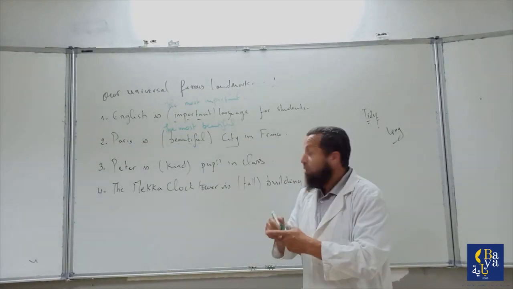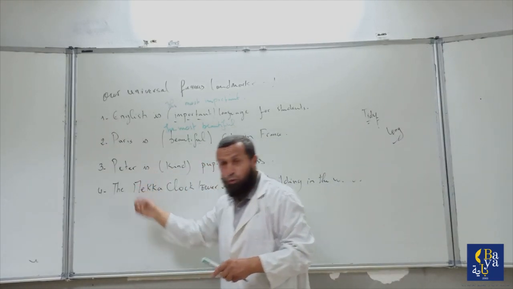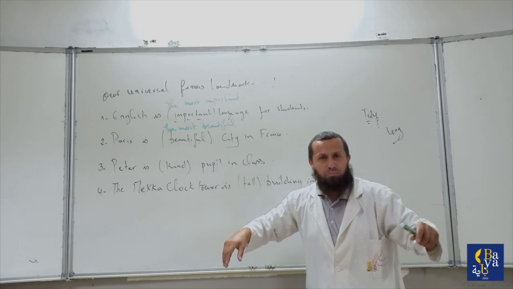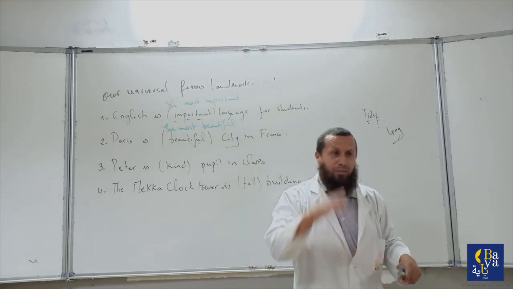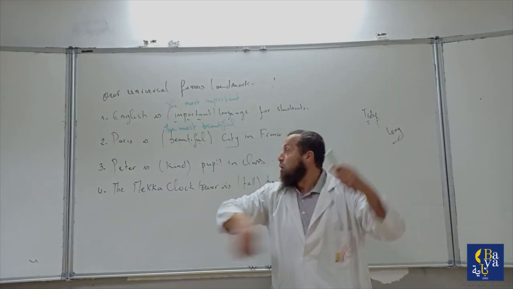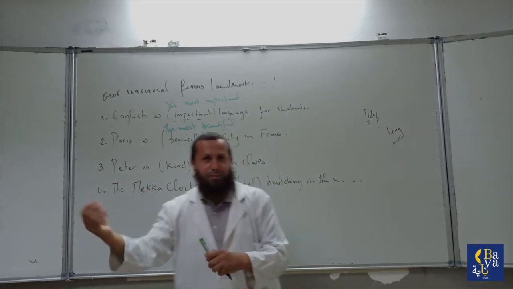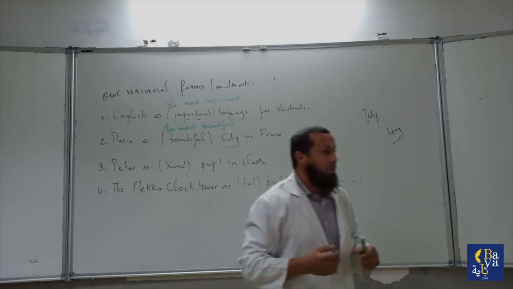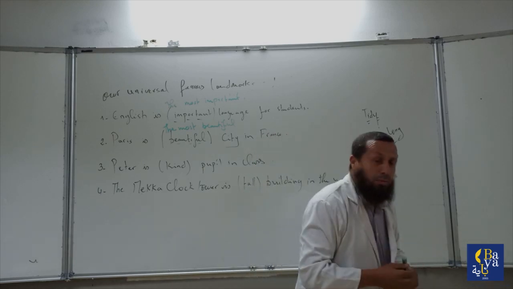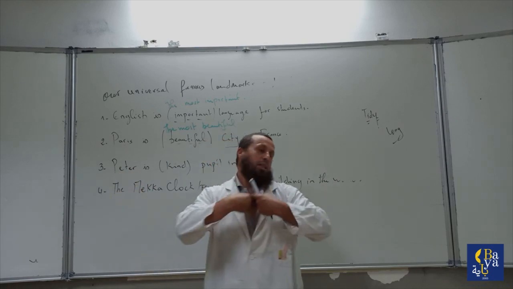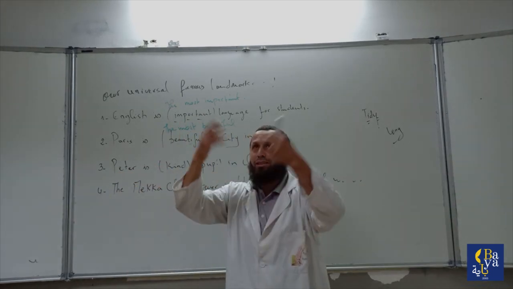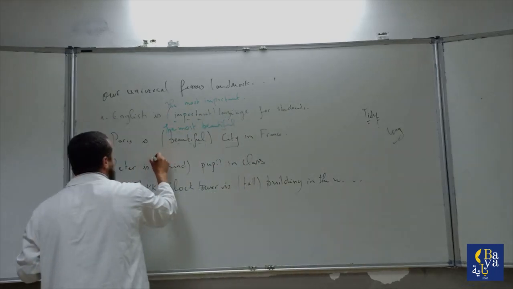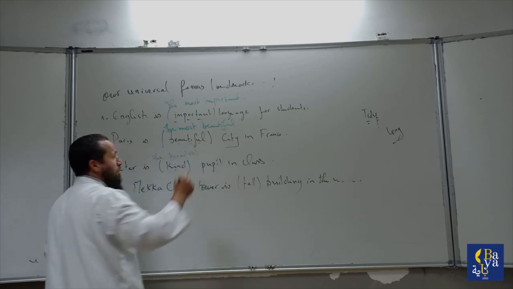Peter. We are comparing Peter to Sam? No, of course. To George? No. So we are comparing Peter to all the pupils in class: 20, 30, 15, 5, 14, 45. Peter is kind, and George is kind too, and Sandy, for example, is kind, but Peter is a short adjective. We have just one syllable. So Peter is the kindest, the kindest pupil in class.